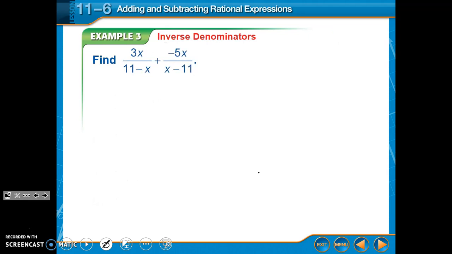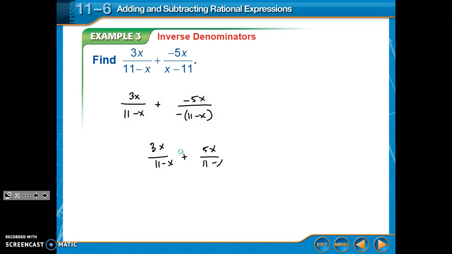Okay, here, what happens if on the bottom here again we have x minus 11 minus x, and this one's x minus 11. So they're not quite the same. So if I want to make them the same, using the same idea that we used in previous sections, we can say that this is going to be the same thing as negative 11 minus x. So if I want to switch them, I just put a negative out front. Okay, so what I could do is I can cancel those negatives, and I can say this is 3x over 11 minus x plus 5x over 11 minus x. And now I can add those. So I'm going to have 8x over 11 minus x. And then that's as much as we can do.